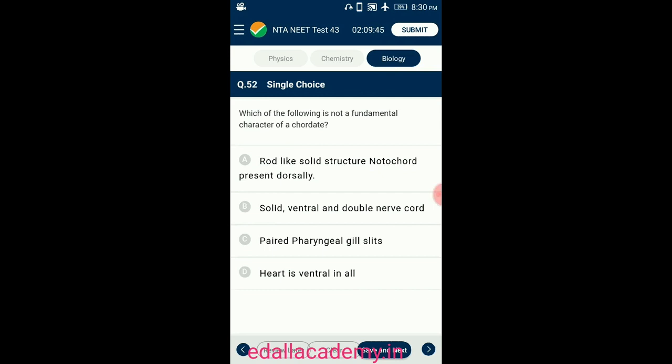Question number 52. Which of the following is not a fundamental character of chordate? There are a few fundamental features of chordates: a rod-like solid structure called notochord on the dorsal side of the embryo, presence of a dorsal, hollow and single nerve cord, and paired pharyngeal gill slits. So the answer for this question is option B, solid ventral and double nerve cord.